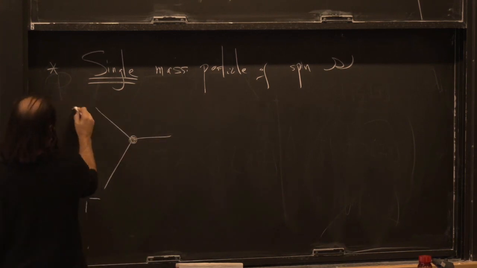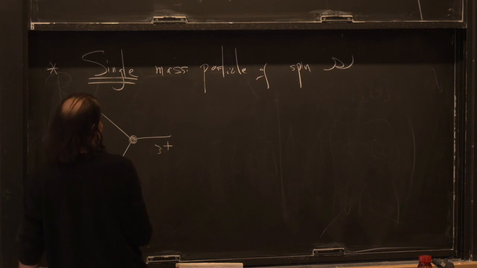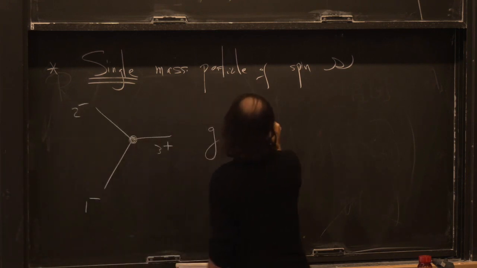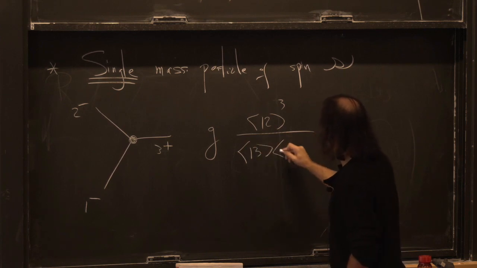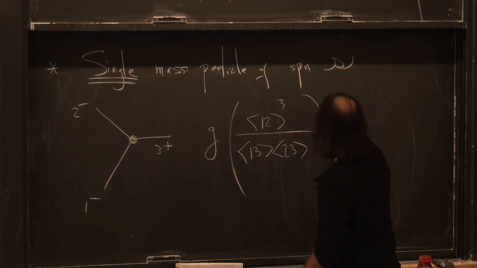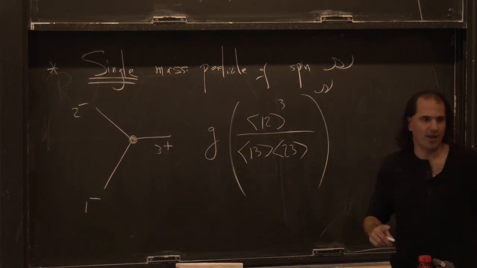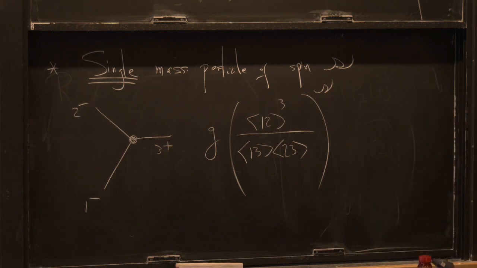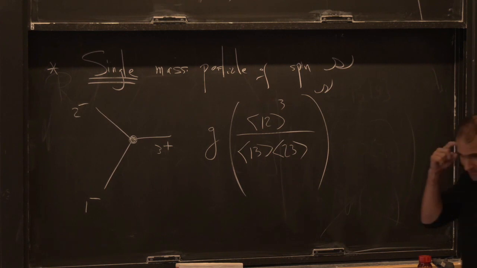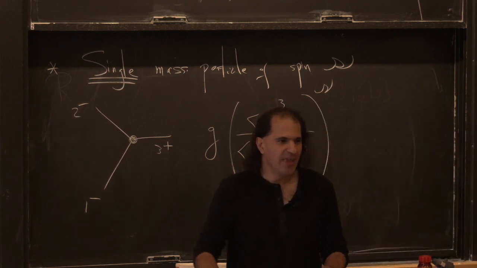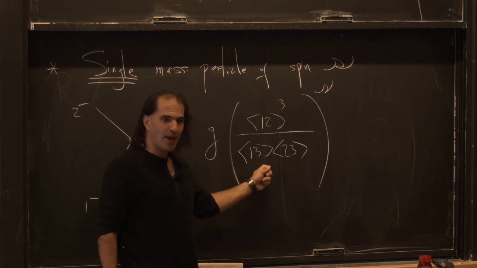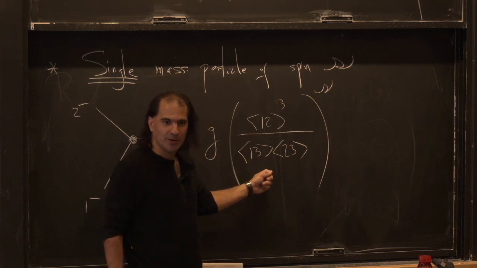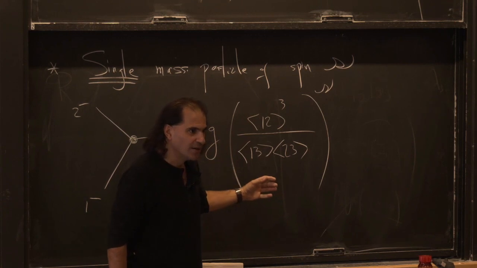Let's say we have this one. 1 minus 2 minus 3 plus is some coupling constant, and as I said, it's ⟨1 2⟩ cubed over ⟨1 3⟩⟨2 3⟩ to the power of S. And I won't write down the other one with the plus plus minus, it's just the conjugate of this, just flipping the brackets. Now, the exciting thing about this amplitude, the weird thing about this amplitude, is the presence of the pole in the amplitude. That is very weird, okay?